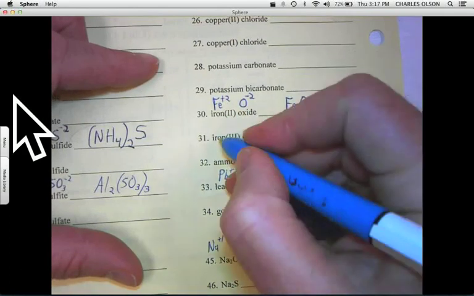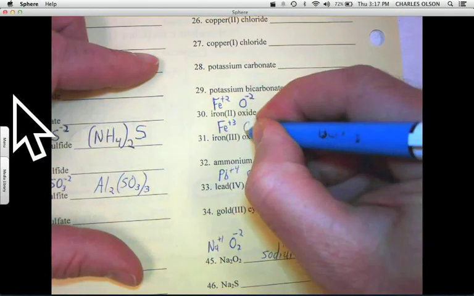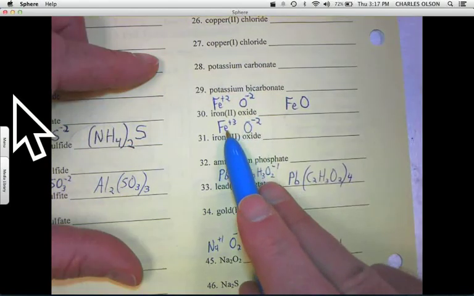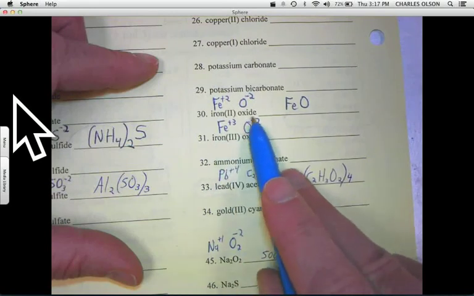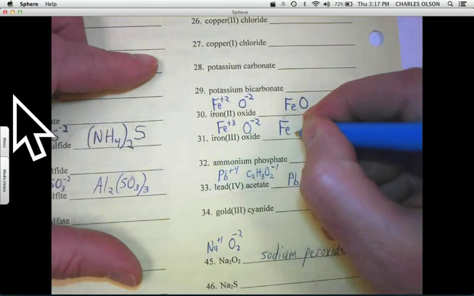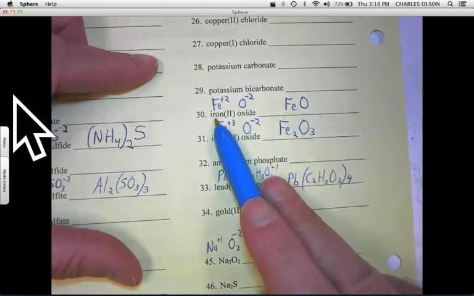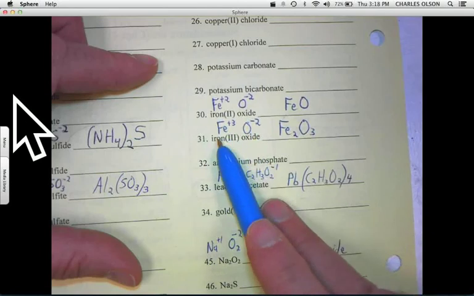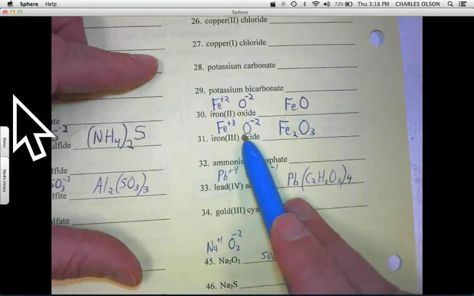But let's look at iron 3 oxide. That's Fe +3 with O -2. To balance the charges, we need 2 iron +3 ions with 3 oxide ions. So that would be formula Fe2O3. That's why we don't just call it iron oxide, because there's 2 possibilities based on the charge of the iron. We have iron Roman numeral 2 oxide, iron Roman numeral 3 oxide.